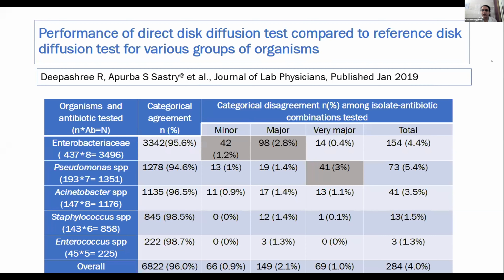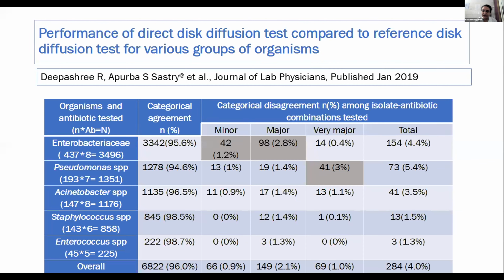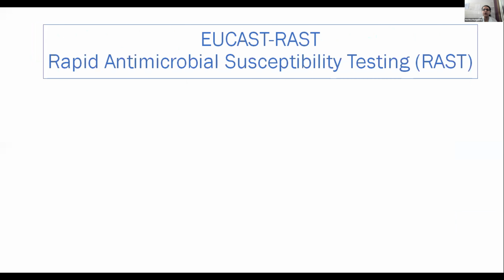Okay, even though the guidelines don't tell, we have validated it and we have started using it. Yeah, thank you. So this is the CLSI guidelines which show the direct disc diffusion test. Now coming to the EUCAST. Let us see what the difference is in the EUCAST here.